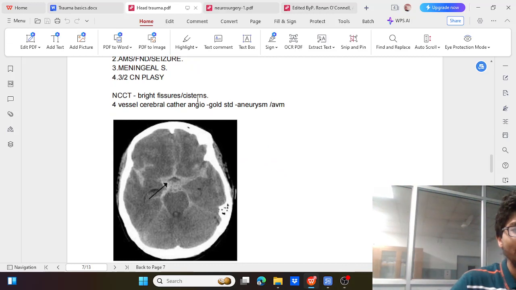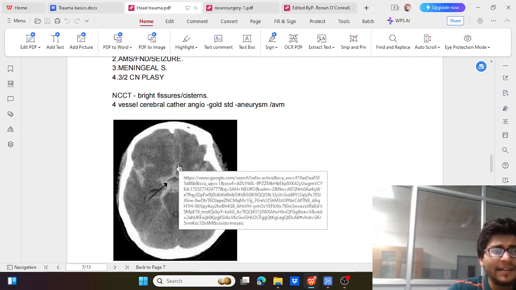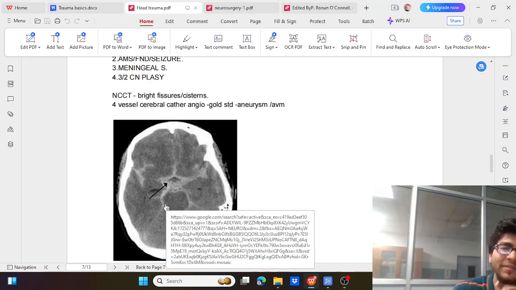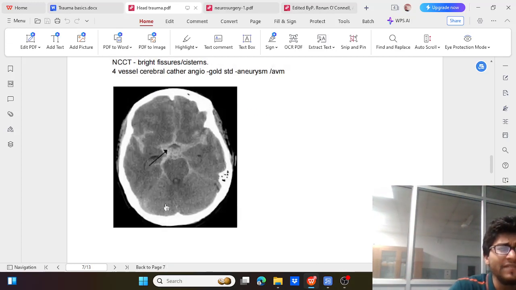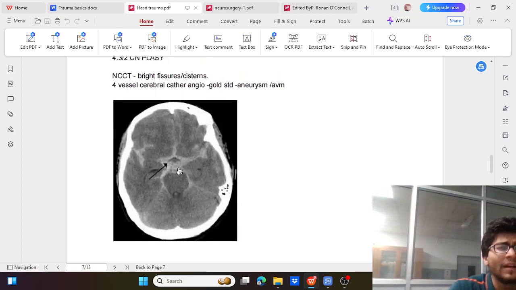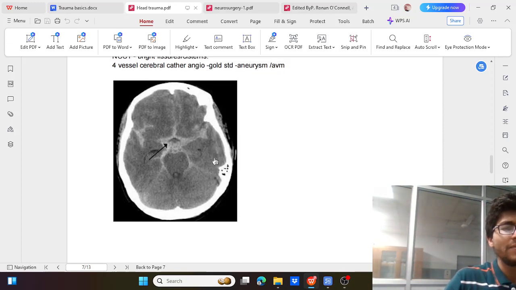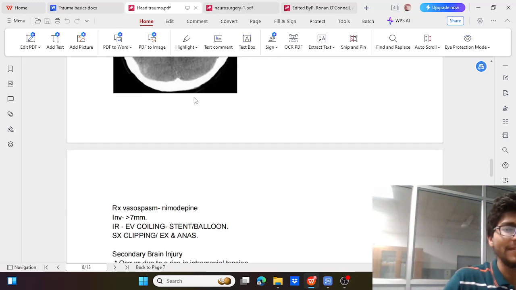How does this look on CT? It looks bright in the fissures and the cisterns. This is the diagram for SAH. If we are suspecting SAH but the CT is normal, then we can go for an angio, that is a 4 vessel cerebral angio, which is the gold standard for diagnosing aneurysm and arteriovenous malformation. So the 4 vessel cerebral catheter angio can be done.